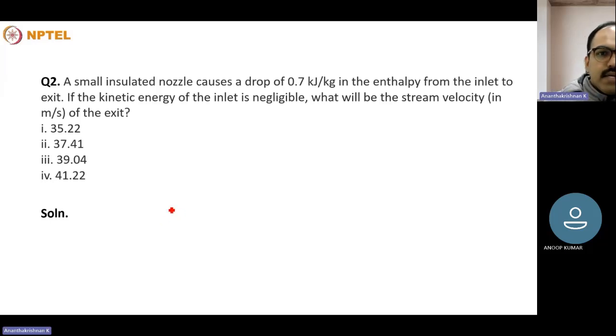Okay, the question is regarding a nozzle with an enthalpy drop of 0.7 between the inlet and exit. If the kinetic energy at the inlet is negligible, we need to find the velocity at the exit. Since it's an open flow device, we have to take into consideration the steady flow energy equation. If you write the steady flow energy equation, we can denote it in terms of the enthalpy, the kinetic energy, and the potential energy.